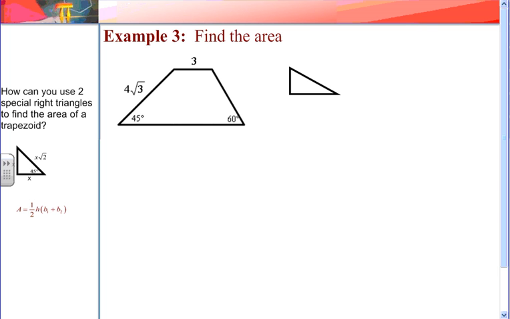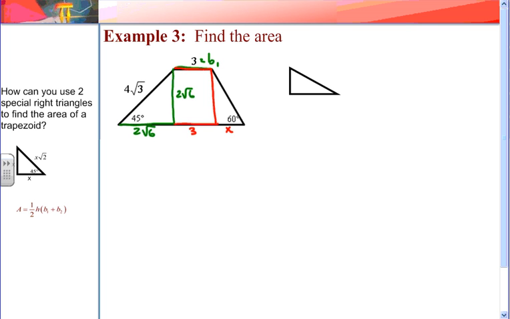Okay, so remember, we had this base up here was 3, so that's base 1. We do not yet know base 2, but based on the last problem, we do know that this height is 2 root 6. So we know that this piece is also 2 root 6. Now we know this much here is 3, but we do not yet know this piece right here. And that's the piece that we need, right? Because we have to find that in order to be able to calculate the entire base.